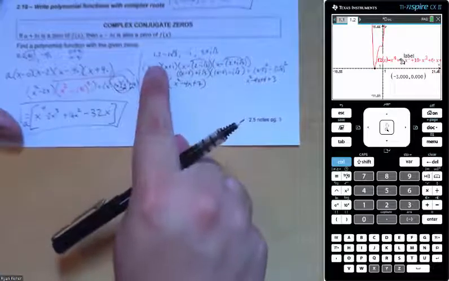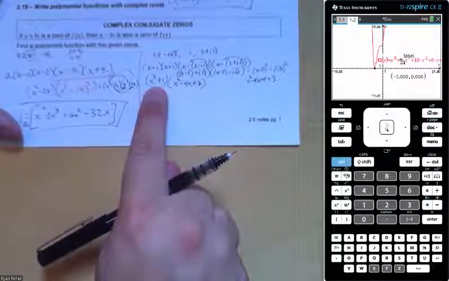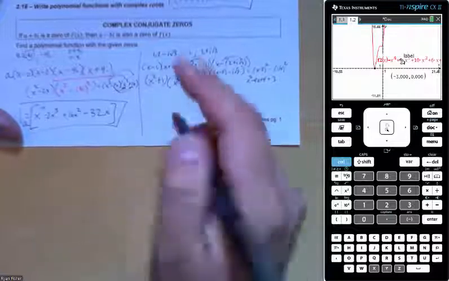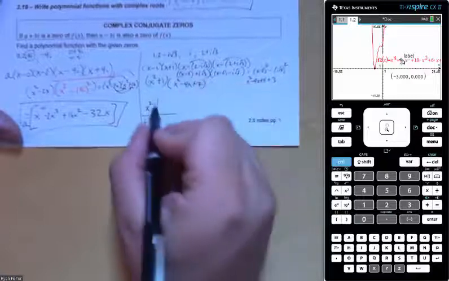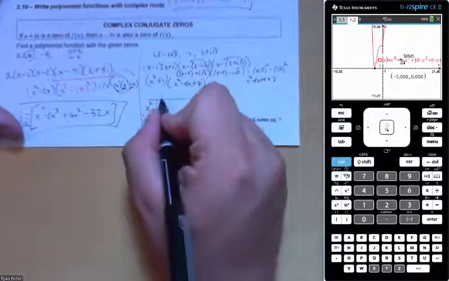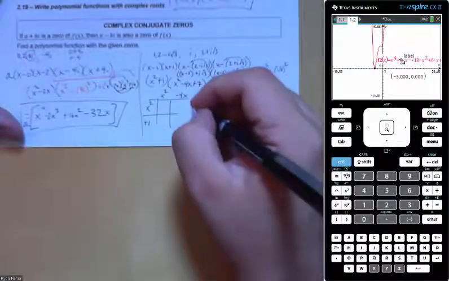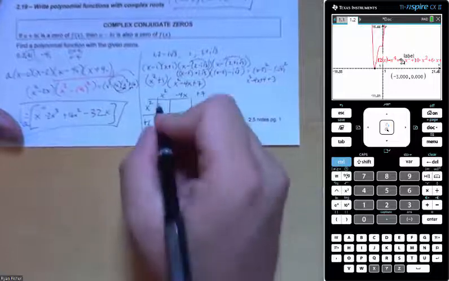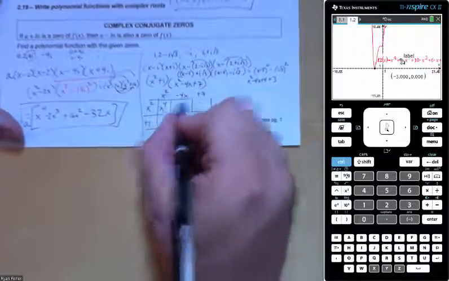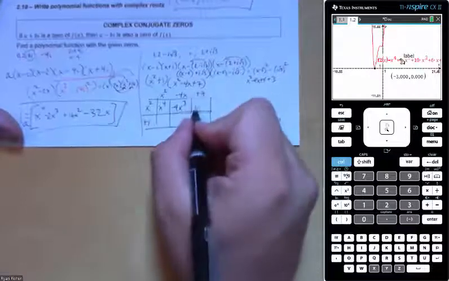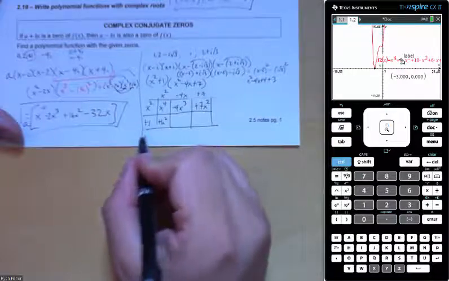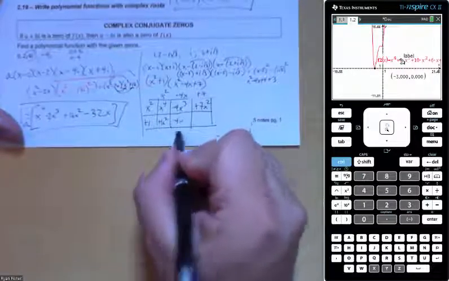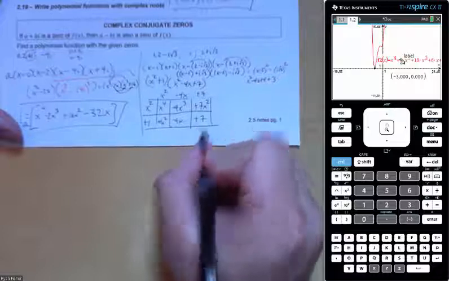So a polynomial with these roots would be of the form x squared plus 1 times x squared minus 4x plus 7. Or if I multiply this out, I'm going to use a table, because I'm going to get lost in the distributive properties. x to the 4th, minus 4x cubed plus 7x squared, plus 1x squared, minus 4x, plus 7.